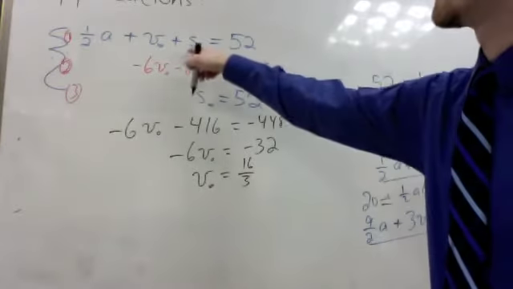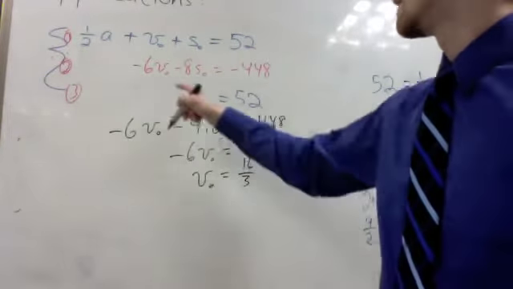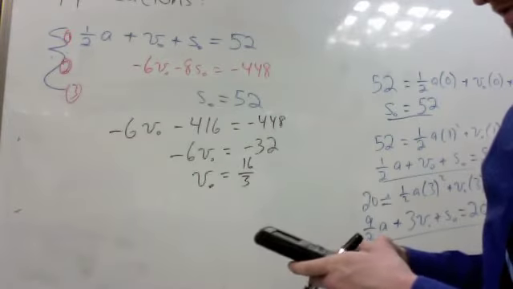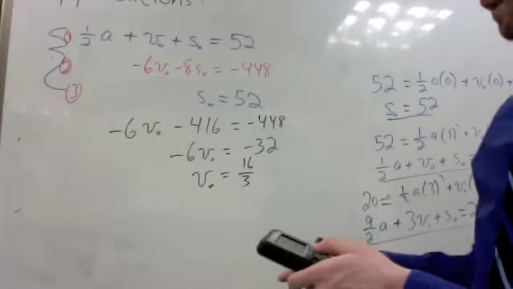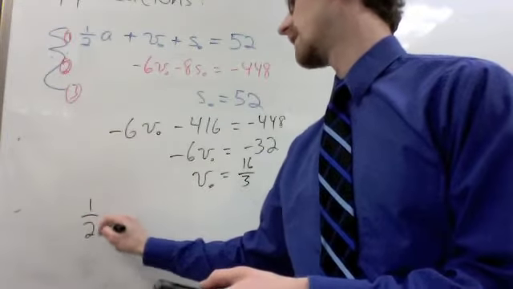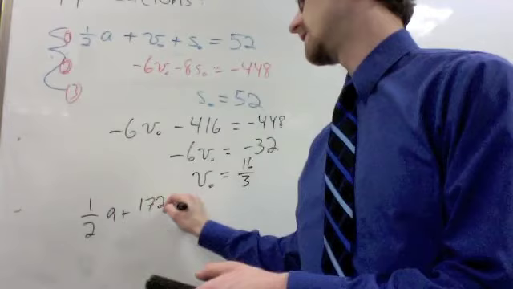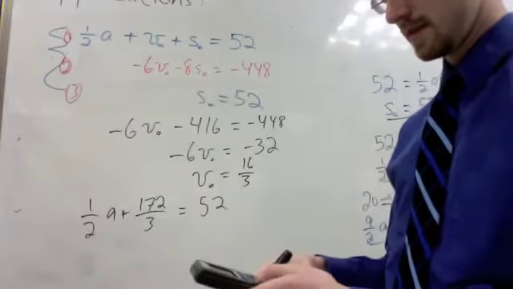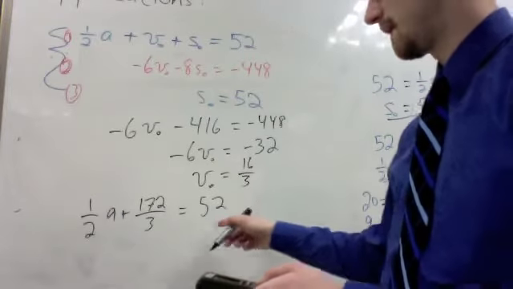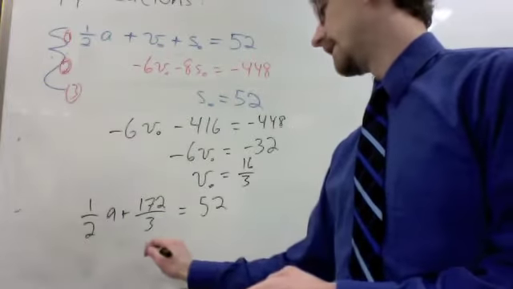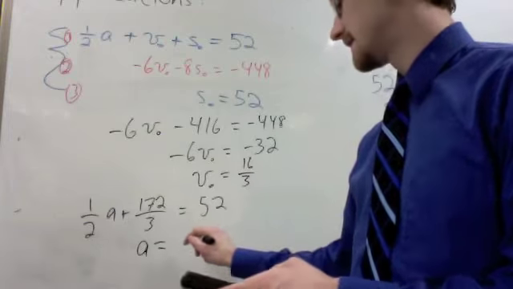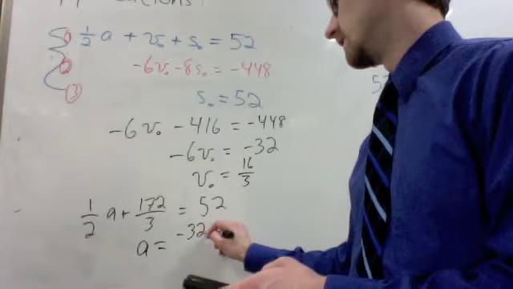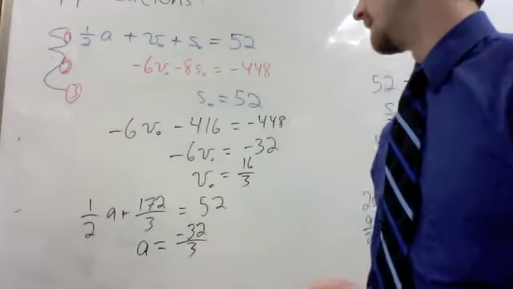And then we plug both of these values into our first equation, v naught plus s naught, 52 plus 16 thirds is 172 over 3. That gives us 1/2 a plus 172 over 3 equals 52. Take 52 minus 172 over 3 and multiply by 2. And we get our acceleration is minus 10 2/3 or minus 32 over 3.